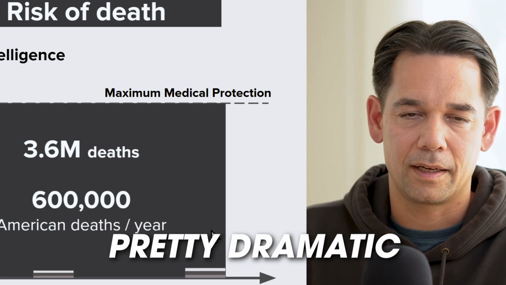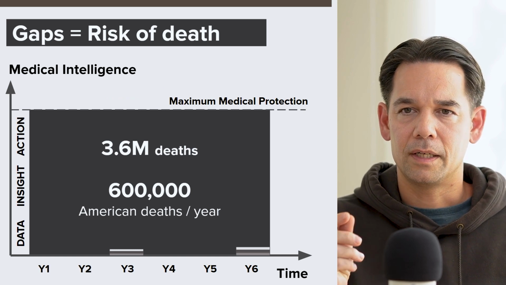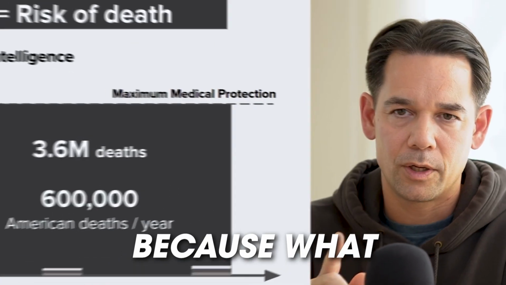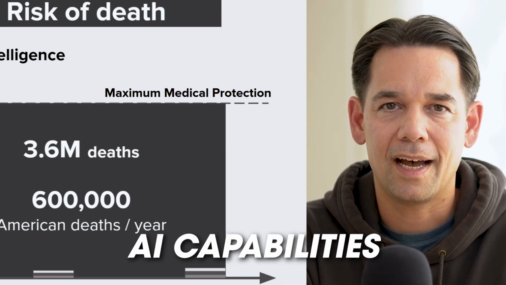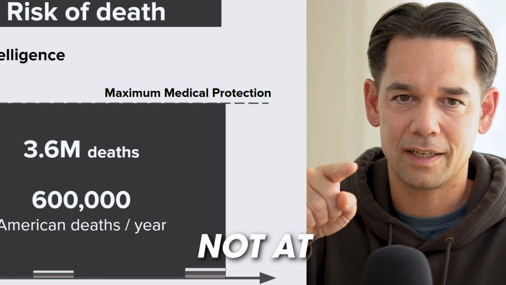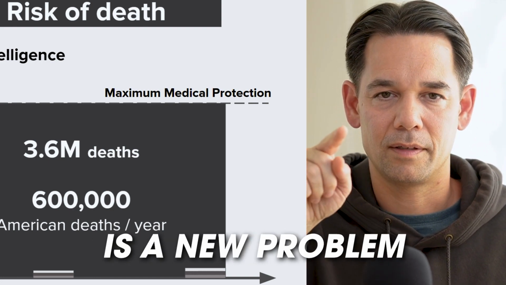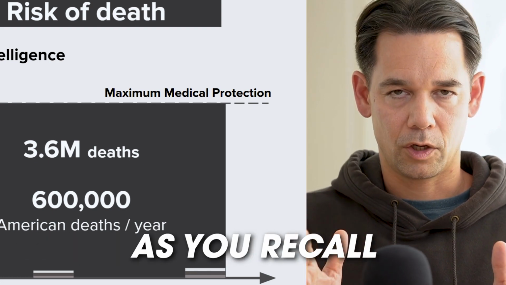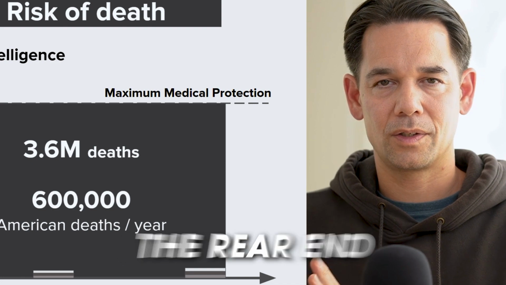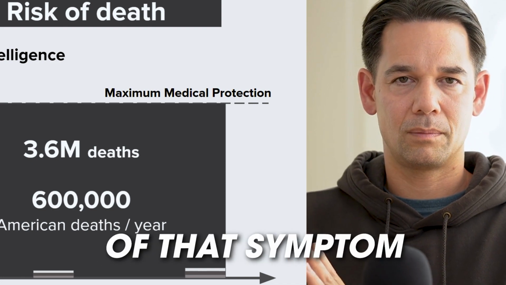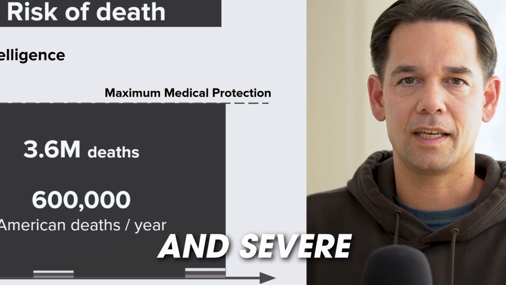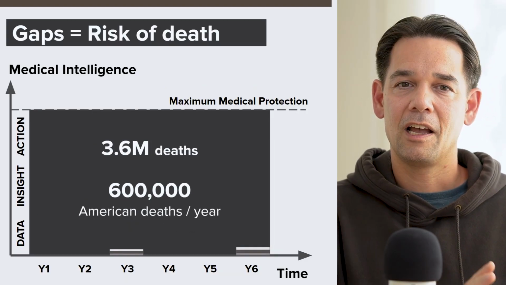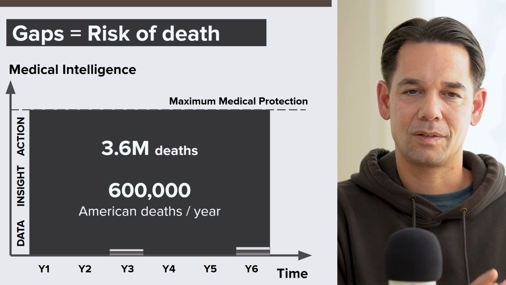So that's pretty dramatic. Now, when you take a step back, that is why I believe medical intelligence is so much more powerful than just artificial intelligence in medicine. Because what you see is people throw AI capabilities and large language models not at that problem, because that problem is a new problem that is not well recognized by healthcare and medicine. Why? Because as you recall, healthcare and medicine skews towards the rear end of that symptom continuum and deals with emergency care and severe symptoms, not with prevention and intercepting early stage diseases where we can actually save hundreds and hundreds of thousands of people.